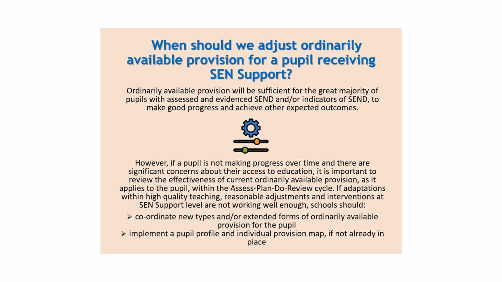However, if a pupil is not making progress over time and there are significant concerns about their access to education, it is important to review the effectiveness of current ordinarily available provision as it applies to the pupil within the Assess, Plan, Do review cycle. If adaptations within high-quality teaching, reasonable adjustments and interventions at SEN support level are not working well enough, schools should coordinate new types and or extended forms of ordinarily available provision for the pupil and implement a pupil profile and individual provision map, if not already in place.